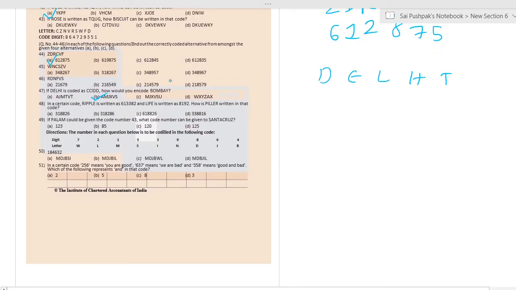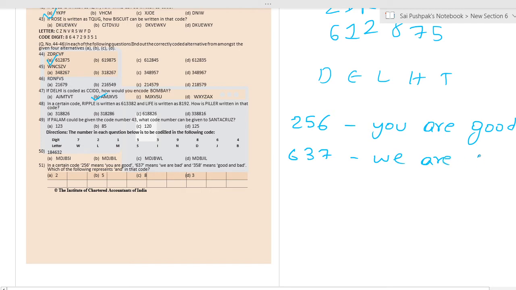51: in a certain code, 256 means you are good, and 637 means we are bad, and 358 means good and bad. Which of the following represents 'and'? They want to know what is 'and' here.